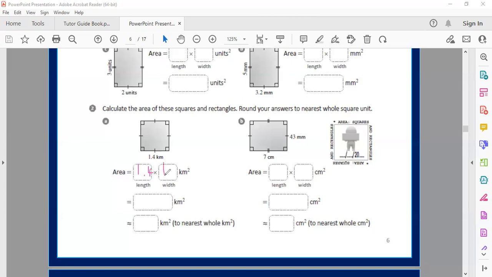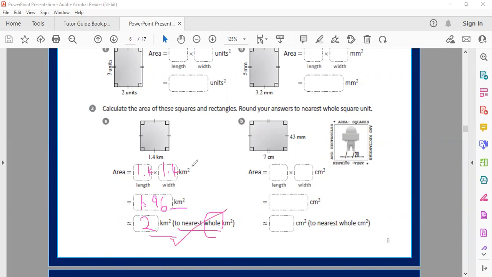Okay, let's do this while we talk about that. 1.4 times 1.4. What is the answer here? 1.4 times 1.4, guys? It's 1.96. That's right, Krish. But then they ask you to round off to the nearest whole kilometer. So well done. That's 2 kilometers square.